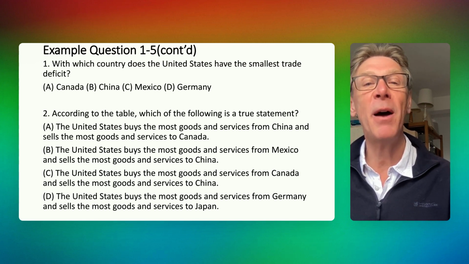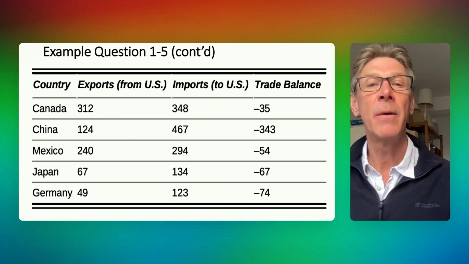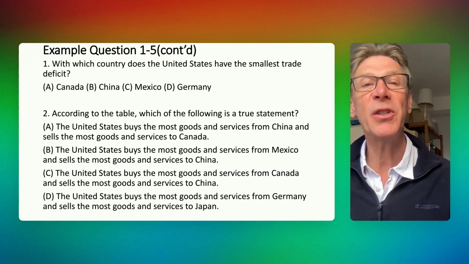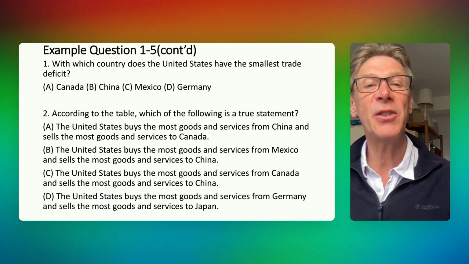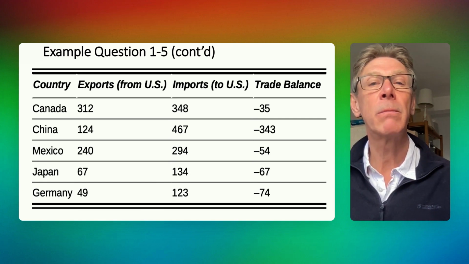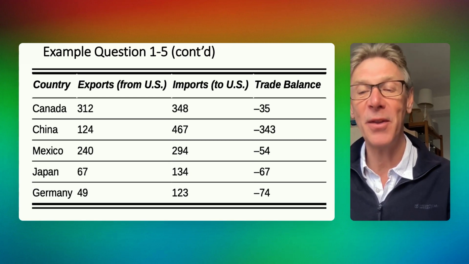B, the United States buys the most goods and services from Mexico. No, it doesn't. It buys the most goods and services from China. So we know B is not true. We don't even need to look at this. C, the United States buys the most goods and services from Canada and sells the most goods and services to China. Well, they don't buy the most from Canada. They buy the most from China. And they don't sell the most to China. They sell the most to Canada. So we know it's not that one.